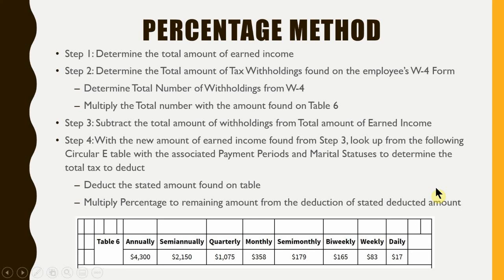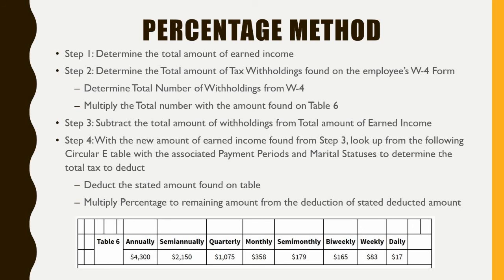First things first, here are the steps that you need to take, and we'll go through them one at a time. The first one is determining how much earned income you have. Then you deduct your total amount of withholdings. Once you find out your total taxable income, that's where we go to our Circular E table and determine which bracket we belong to. Then we calculate the percentage and subtract out all of that information to get our total amount of withholdings. So with that being said, let's go through each one.